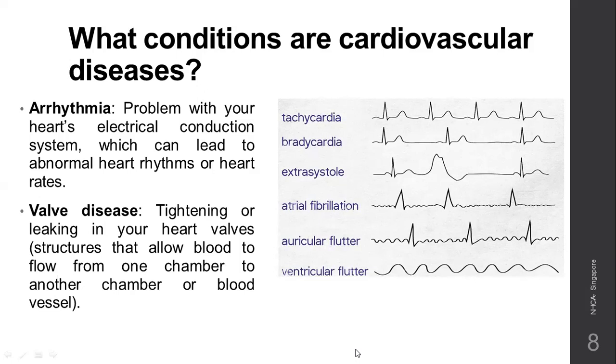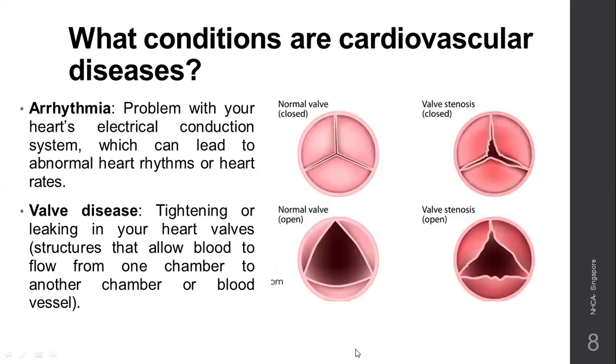Then we have valve disease. Valve disease means leaking or tightening in your valves. These are the valves, as I mentioned. These valves separate the upper chambers of the heart from the lower chambers. It separates the atrium and the ventricles.